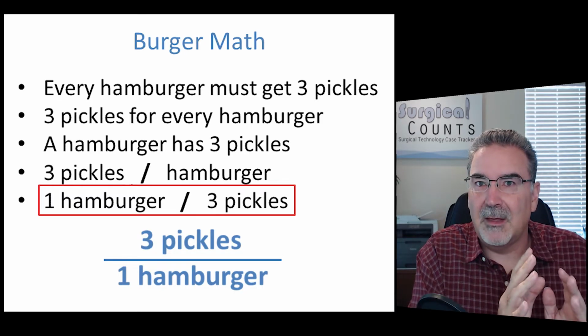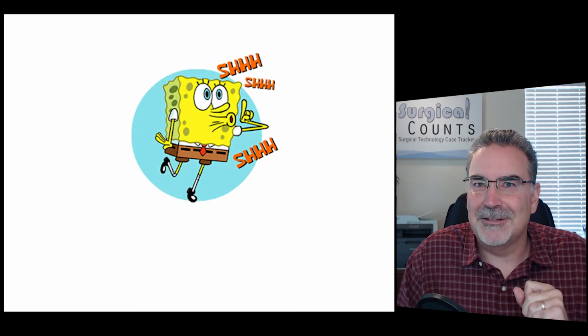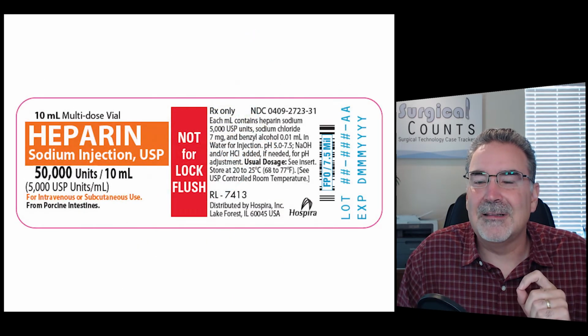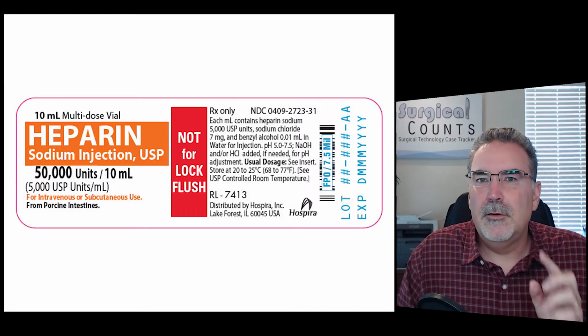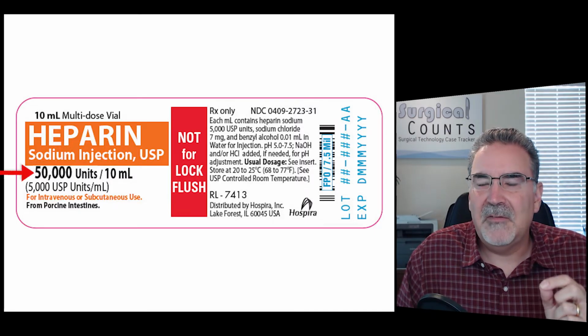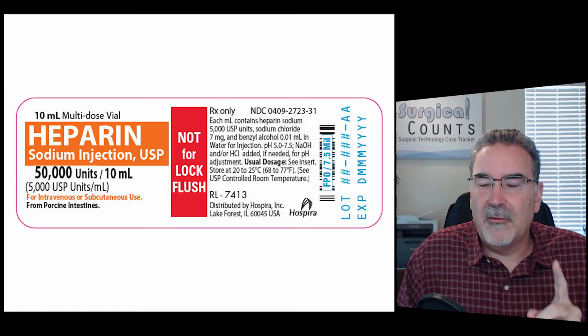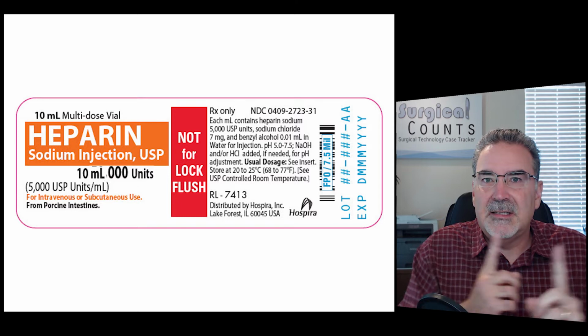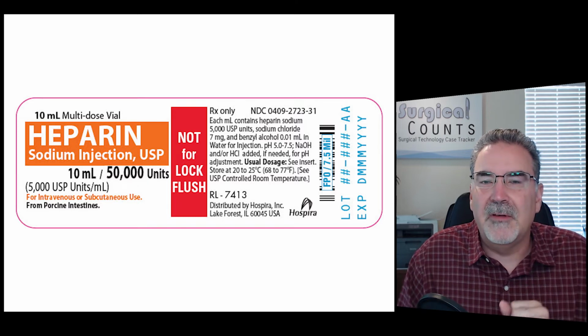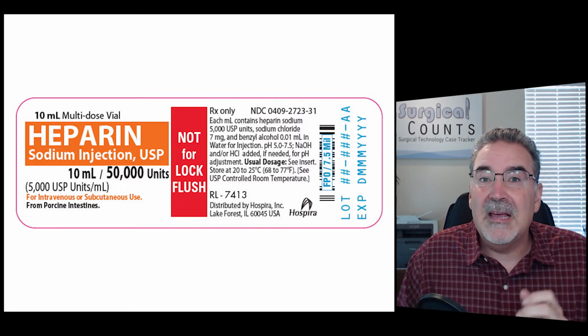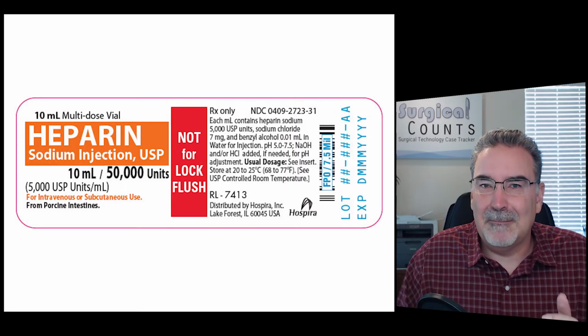Now, because they mean the same thing, 3 pickles over 1 hamburger, or 1 hamburger over 3 pickles, I'm going to let you in on a little secret. Take a look at this label for heparin. Notice where it says here, 50,000 units per 10 milliliters. Now here's the secret. Another way of writing that is 10 milliliters per 50,000 units. It means exactly the same thing.